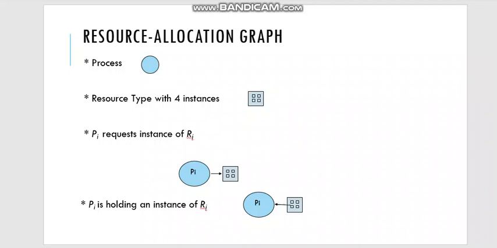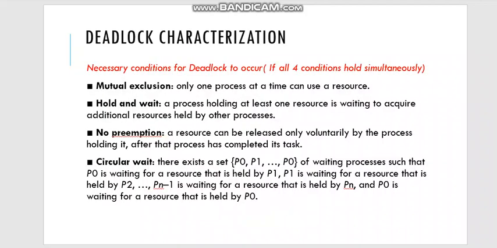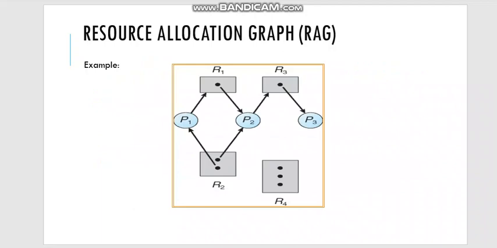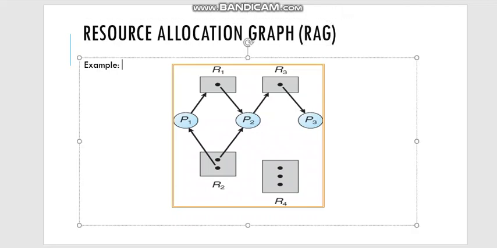Before going to the resource allocation graph example, we have to first see these four conditions: mutual exclusion, hold and wait, no preemption, and circular wait. Then we'll see the example of how it is represented in a resource allocation graph, RAG for short. See, the processes are represented as vertices, then the resources as R1, R3, R2, and R4. These are the instances: one and two instances, then one instance of resource one.